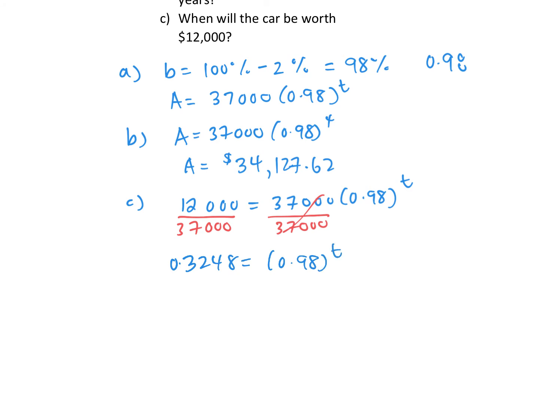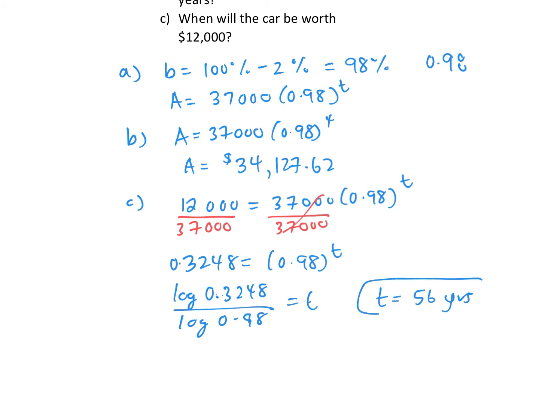And again, since we can't change the same base, we will use our change of base formula. So we'll do log of the end amount divided by log of the common ratio, and that will equal T. Type that into the calculator, and T equals approximately 56 years.